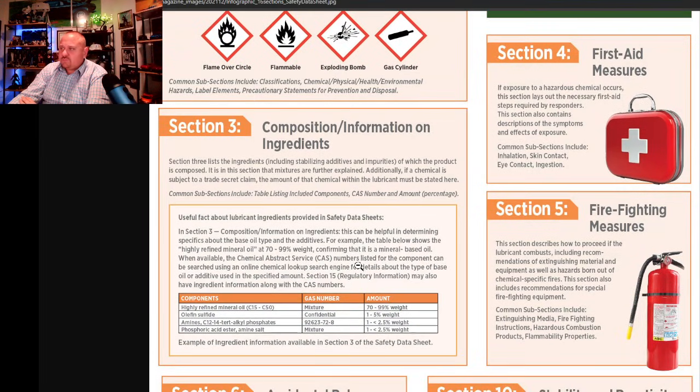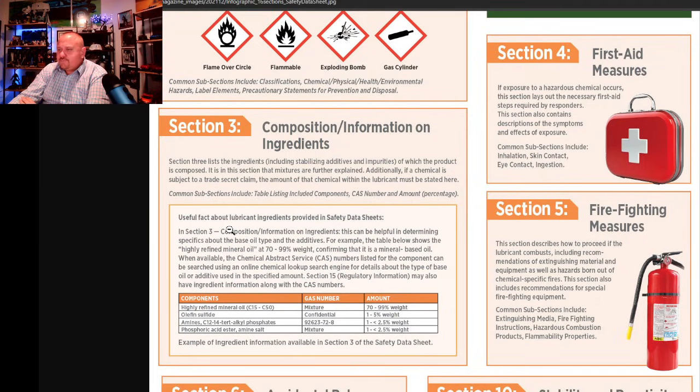Section 3. Composition information, ingredients. Section 3 lists the ingredients, including stabilizing additives and impurities, of which the product is composed. In this section, the mixtures are further explained. Additionally, if a chemical is subject to a trade secret claim, the amount of that chemical within the lubricant must be stated here. Common subsections include a table listing components, CAS number, and amount percentage.